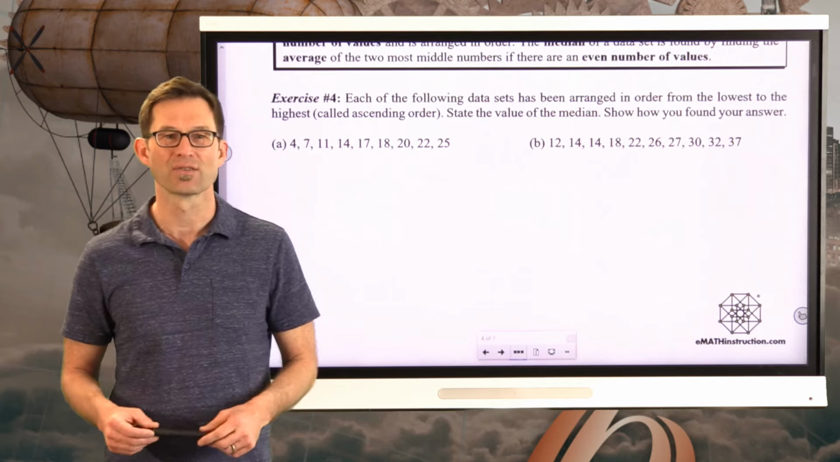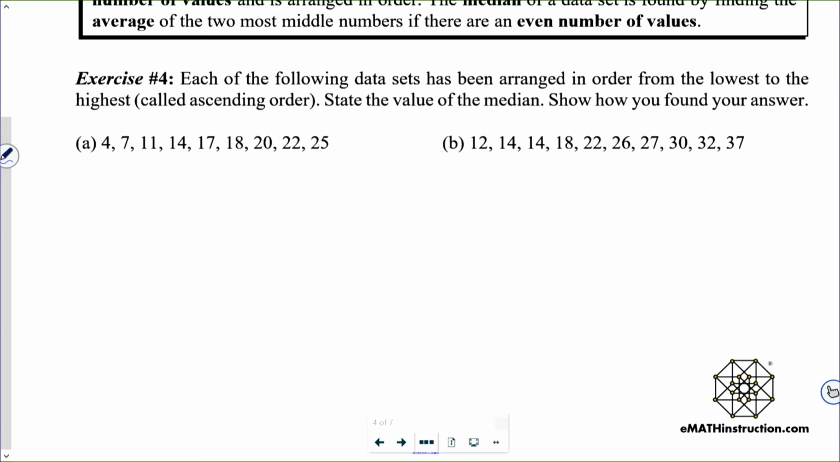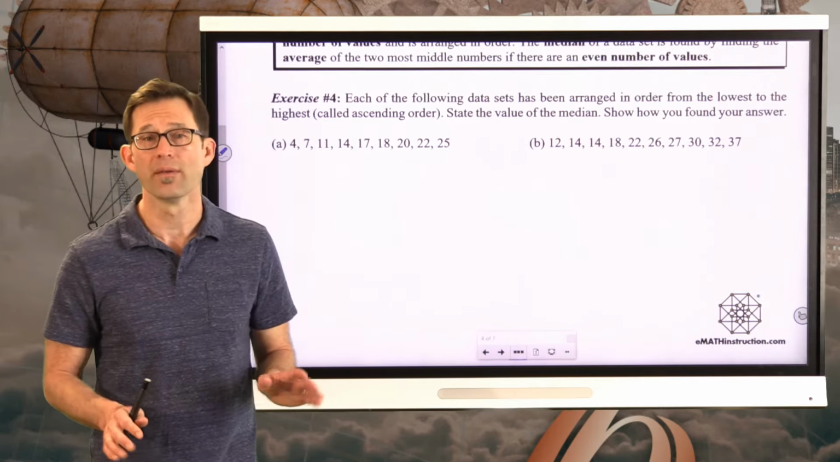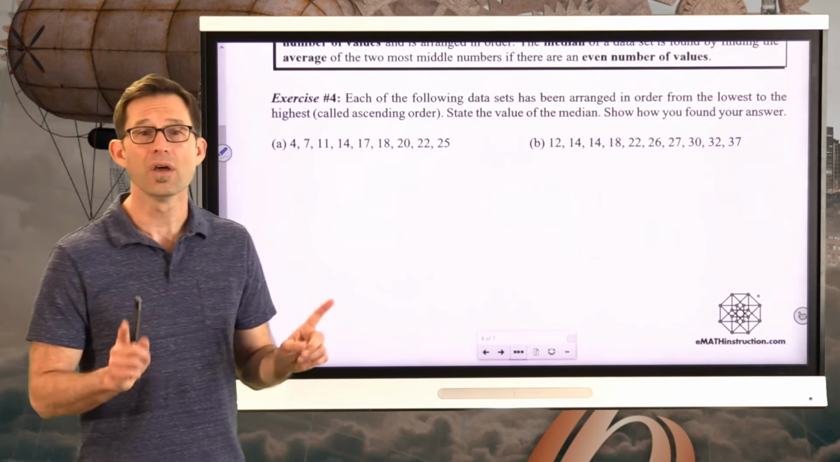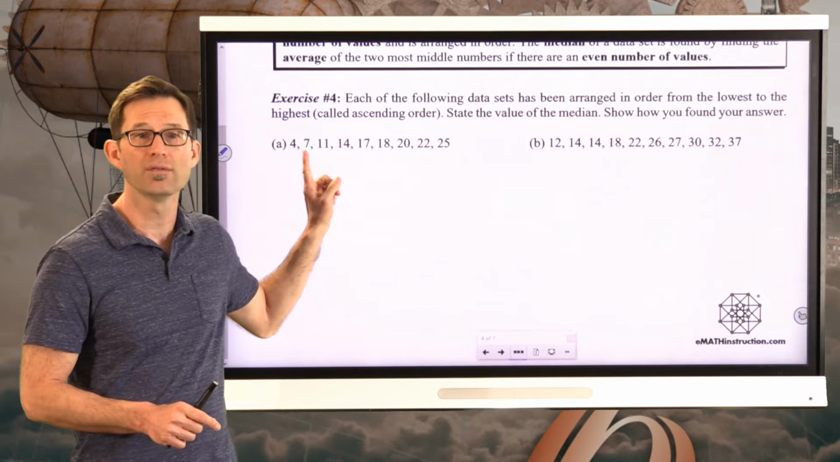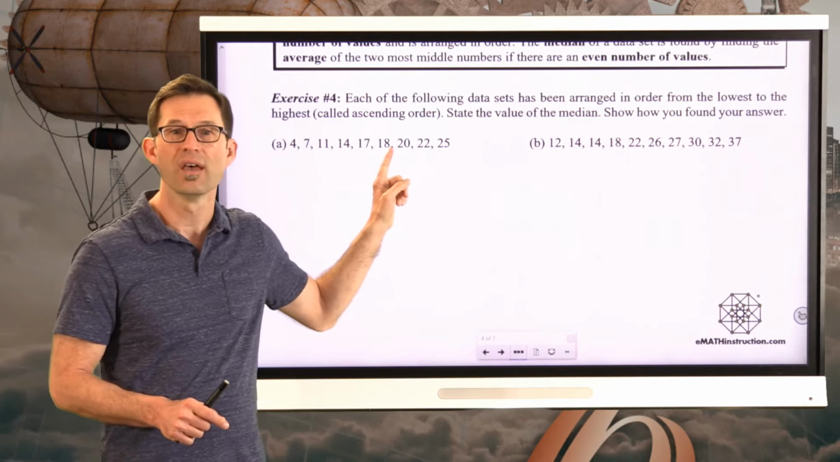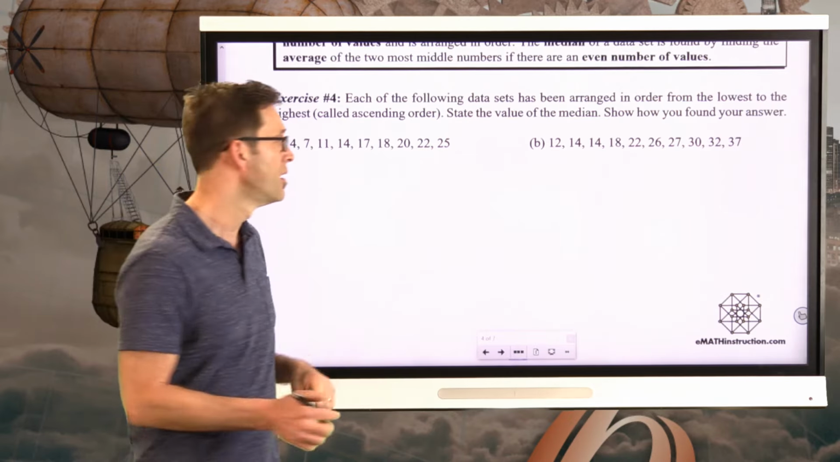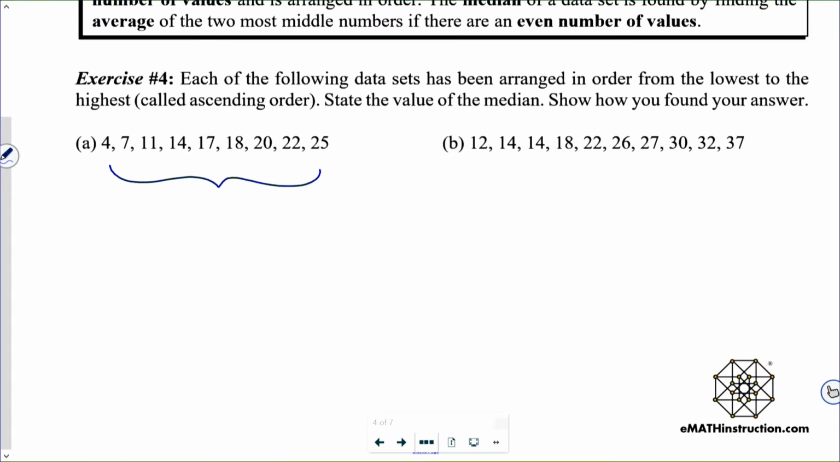cases. Let's take a look at exercise number 4. Each of the following data sets has been arranged in order from the lowest to the highest, called ascending order. State the value of the median. Show how you found your answer. All right, so the first thing you always want to do when you find the median, in my humble opinion, is know how many data values are in the data set. So in this first one, we have 1, 2, 3, 4, 5, 6, 7, 8, 9 data values.